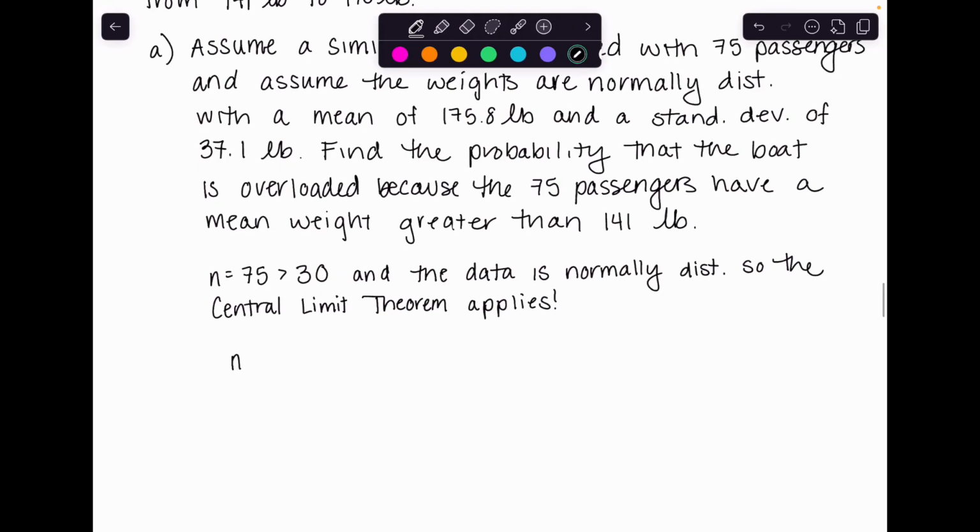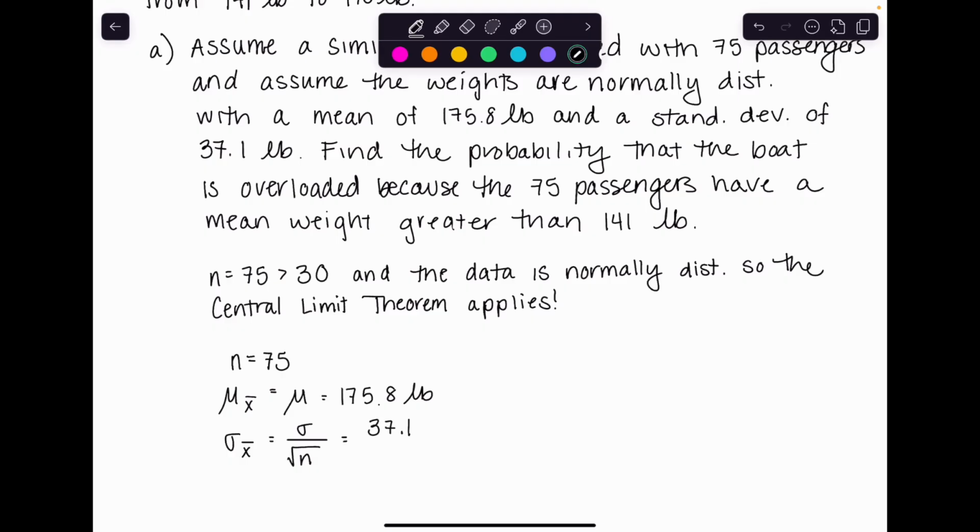So my sample size is 75. My mean of this sample is the true mean, which is 175.8 pounds. My standard deviation of the sample is the true standard deviation divided by the square root of my sample size. True standard deviation is 37.1 pounds. And when we divide that by the square root of 75, you plug this into your calculator, that's about 4.283939. Okay.